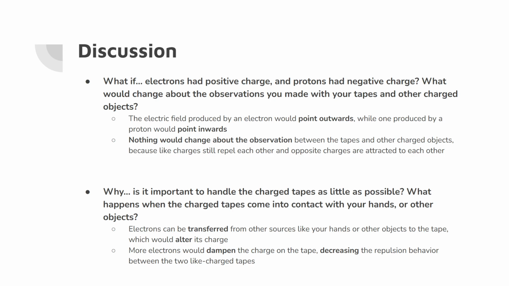Well, the electric field produced by an electron would point outwards, and one produced by a proton would point inwards. Nothing would change about our observations, though, because the tapes and other charged objects would interact the same. Like charges still repel each other, opposite charges still are attracted to each other. And it is also really important to handle the charged tapes as little as possible, right? We know electrons can be transferred from a source to other objects. Transferring electrons from our hands to the tape would decrease its charge and decrease the repulsive behavior.